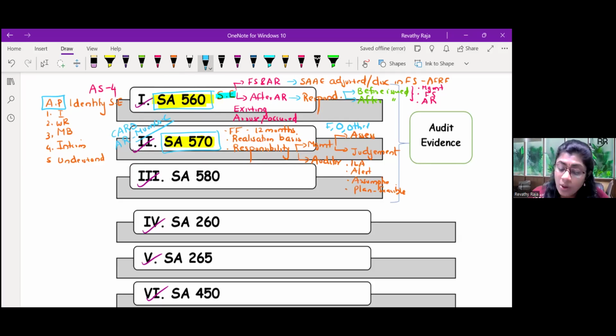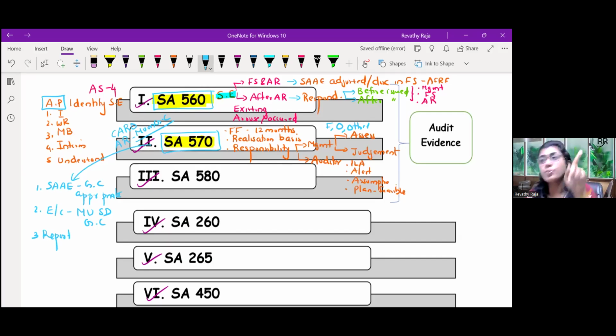Now, as an auditor, your objective is 3 points. One, obtain sufficient and appropriate evidence whether going concern is appropriate. Second, based on events and conditions, whether there is any material uncertainty that may cast significant doubt on going concern. If so, what will you do? You will report. Now, from here, the route will go to reporting.